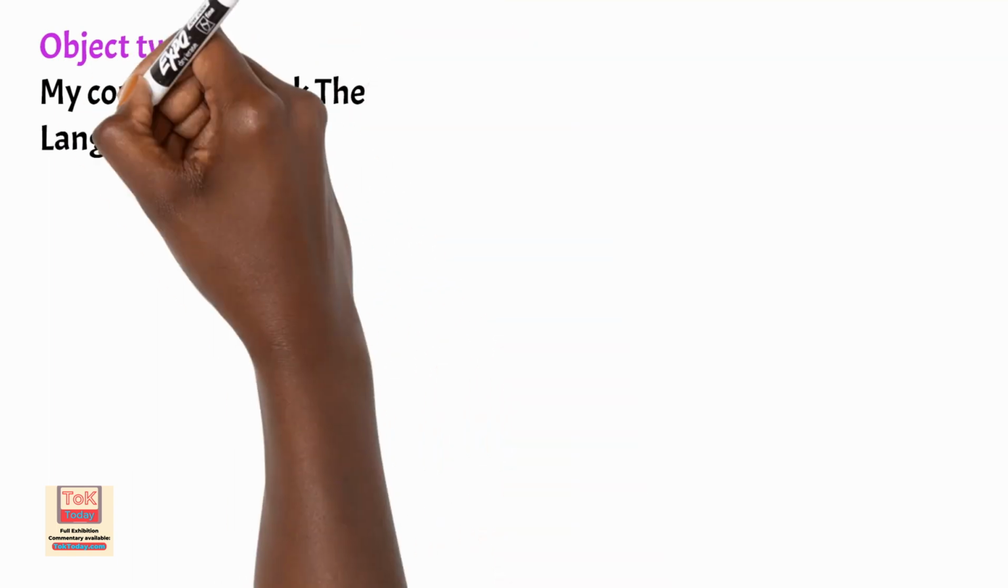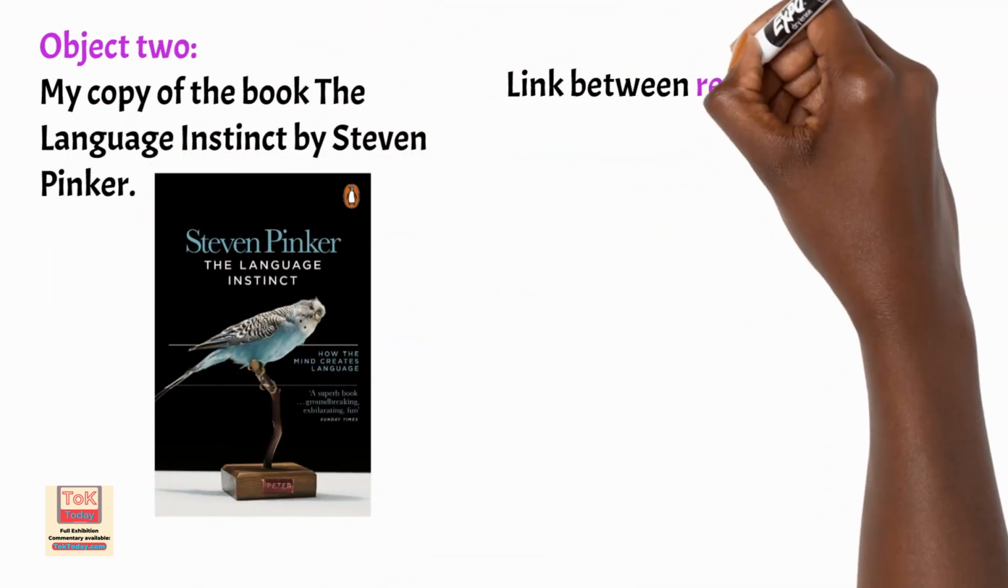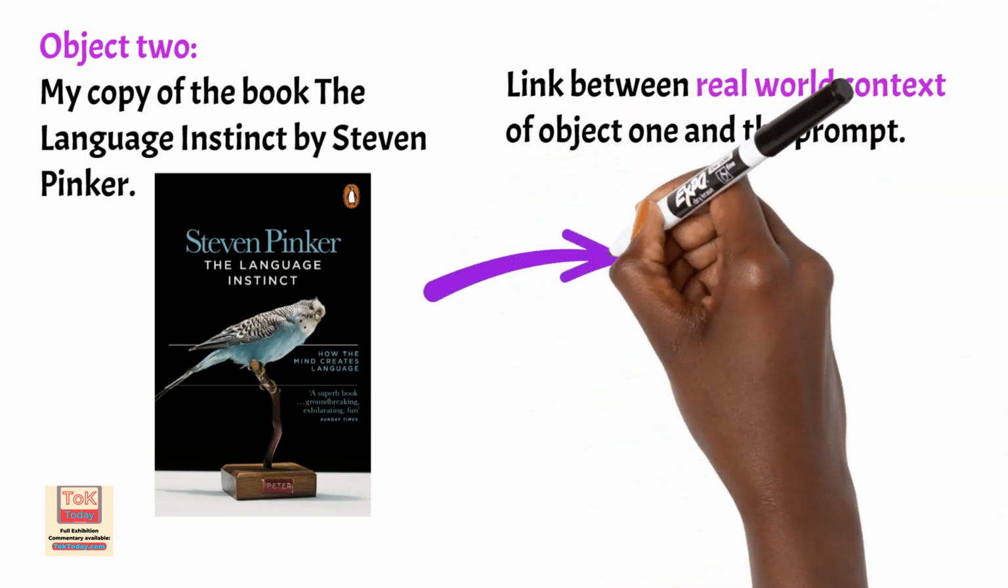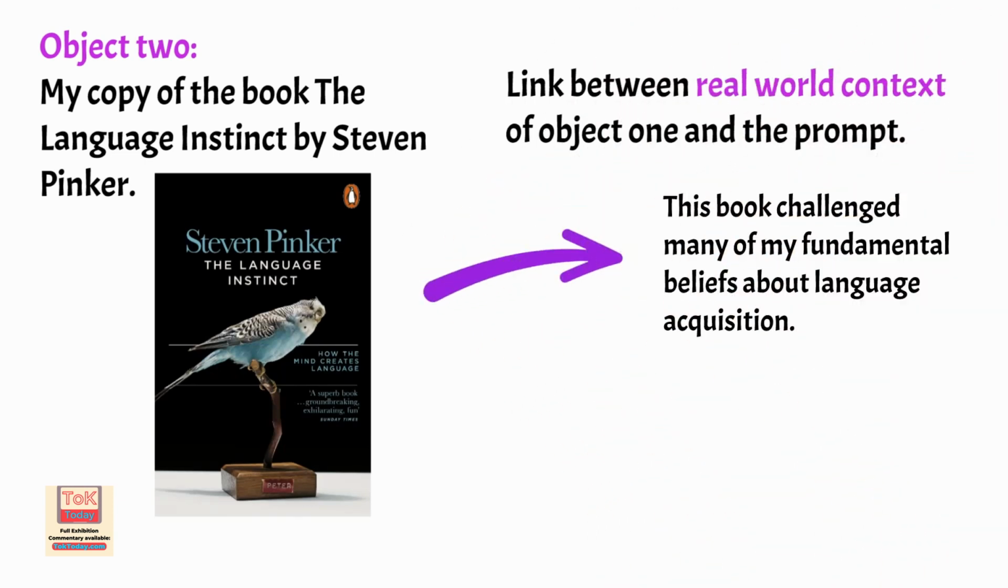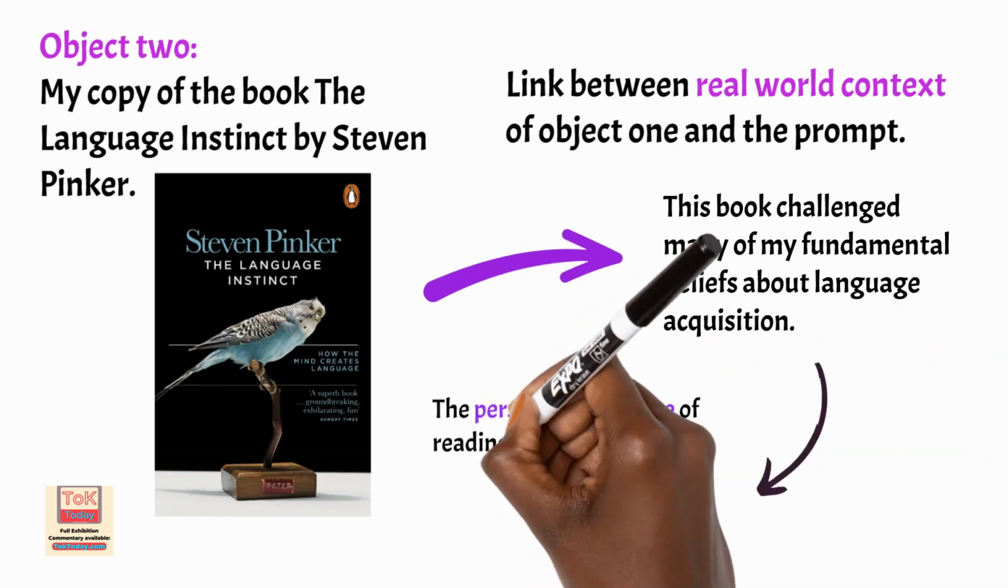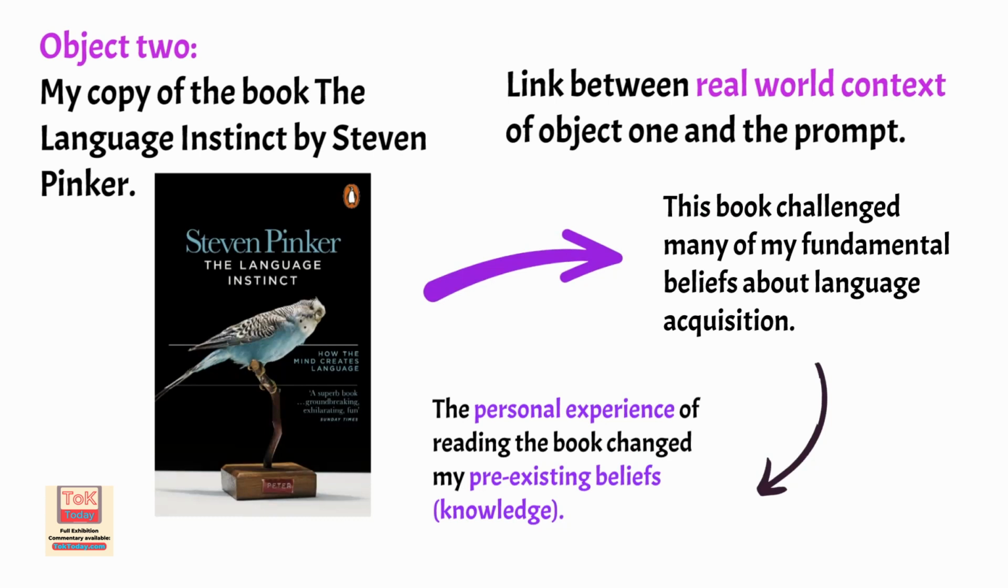Object 2 is my copy of the book The Language Instinct by Steven Pinker. I read this book about 20 years ago, and it challenged many of my fundamental beliefs about language acquisition. The personal experience of reading this book changed my pre-existing beliefs, that is, my knowledge.